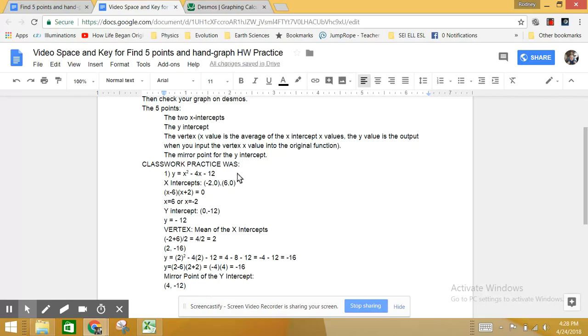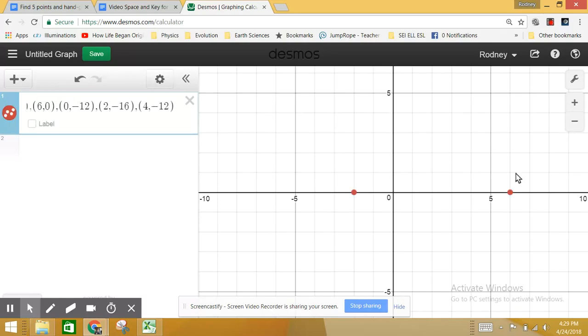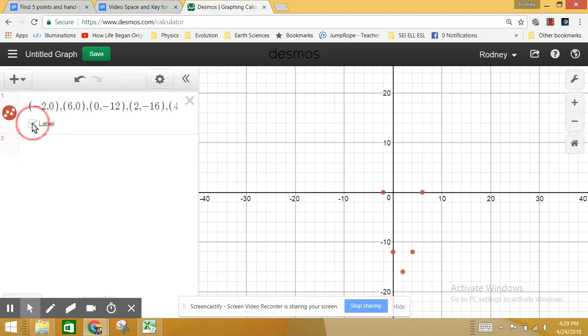So now, let's plot some of that stuff. Our x-intercepts were (negative 2, 0) and (6, 0). Our y-intercept is (0, negative 12). Our vertex is (2, negative 16). And our mirror point is (4, negative 12). And now I'm going to zoom out a little bit so you can see all that. There we have it. We'll label that.